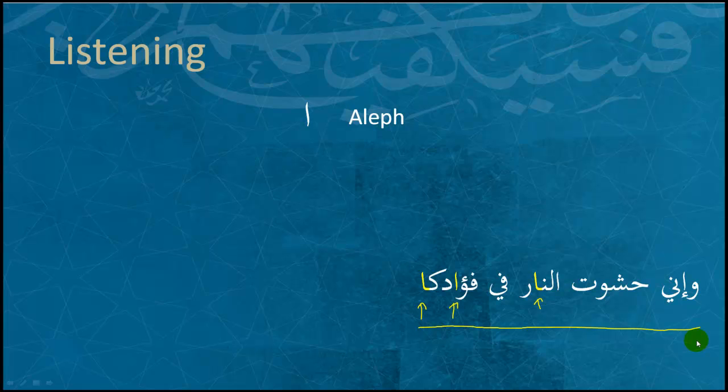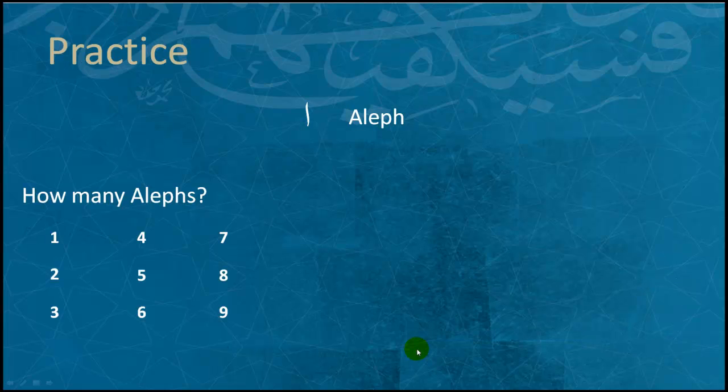Now, look for the elongation of the a sound, as well as the a in fashion, as opposed to the sound. وَإِنِّي حَشَوْتُ النَّارَ فِي فُؤَادِكَ. That's what you're looking for. And let me go even faster, at normal speed in fact. وَإِنِّي حَشَوْتُ النَّارَ فِي فُؤَادِكَ. Okay? Let's do a few examples.